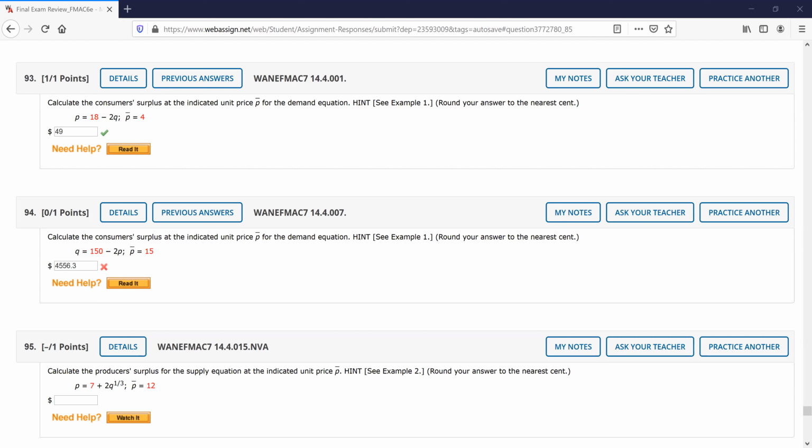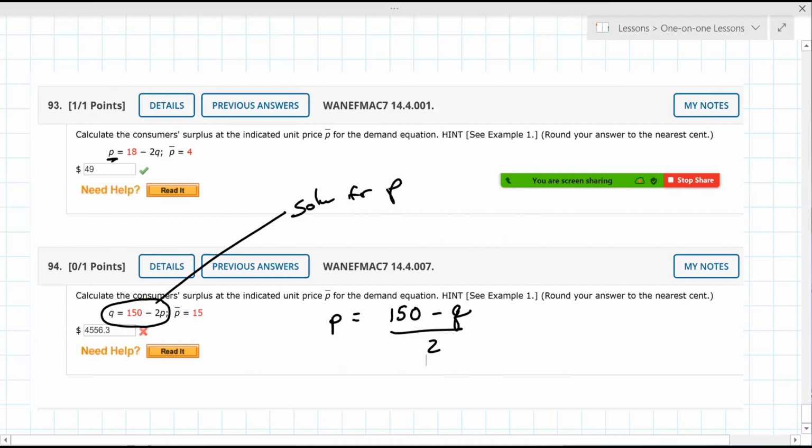And oh wait, are you on your other screen? I'm sorry. Yes. I thought I could get through an entire lesson without screwing that up, and I didn't. Yeah. So you solve for p, just like this one solved for p already.